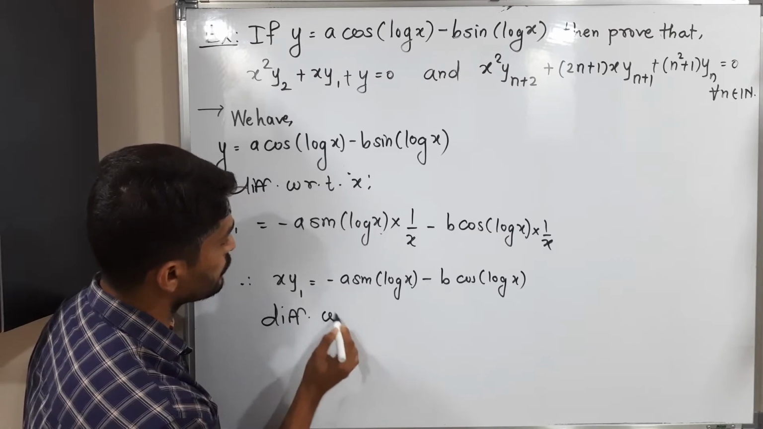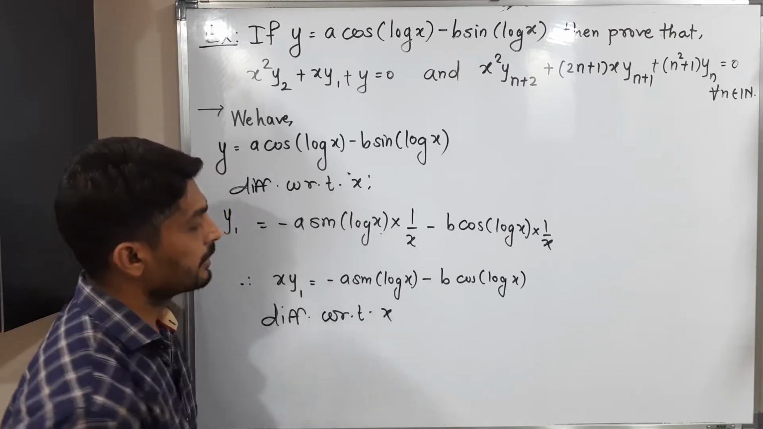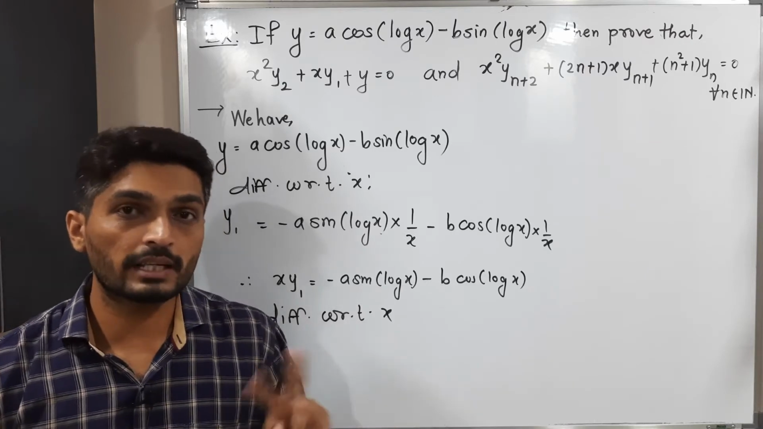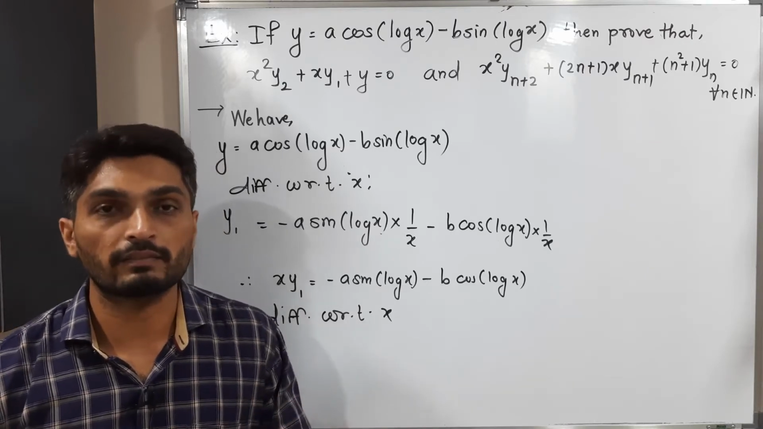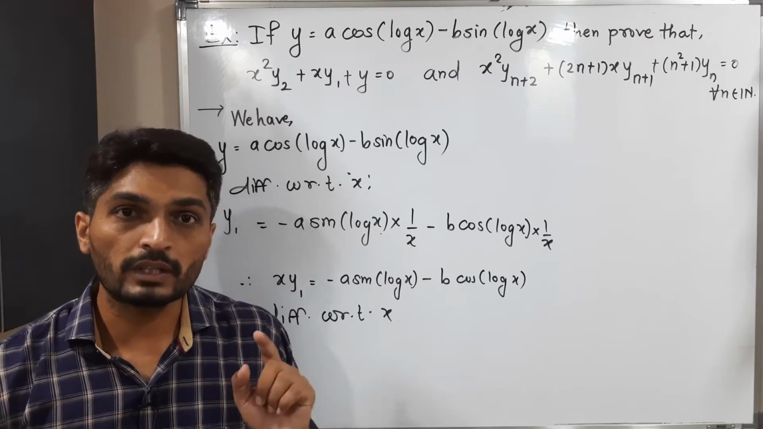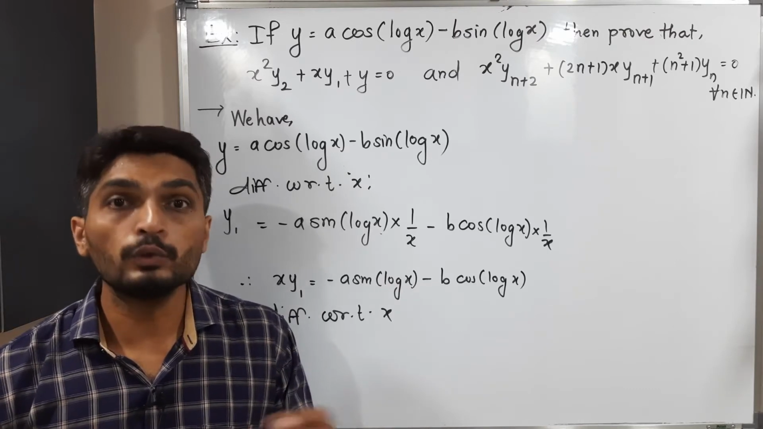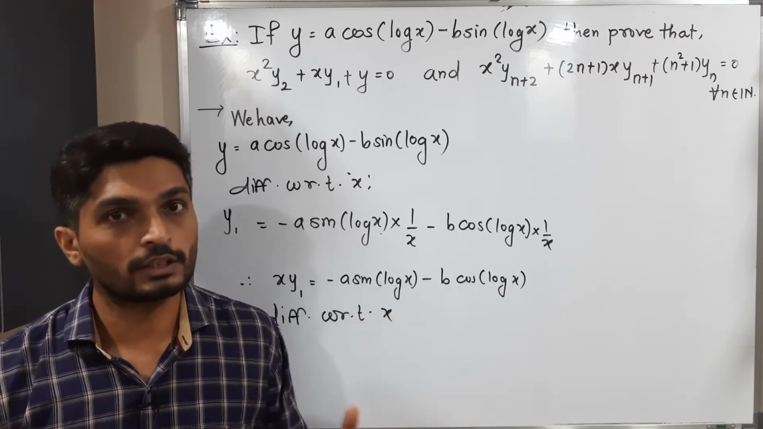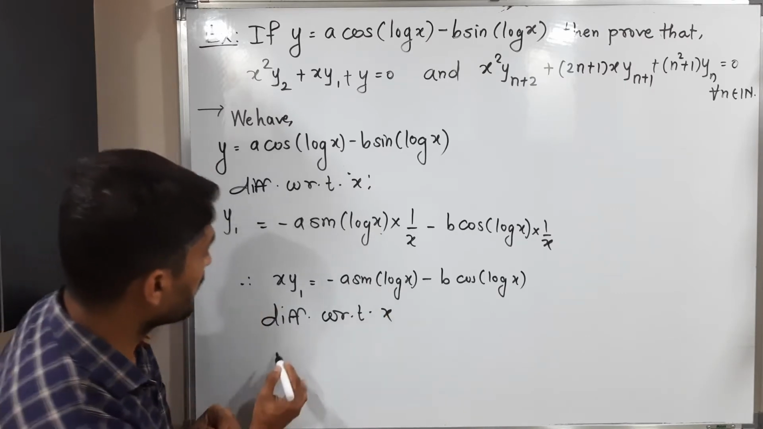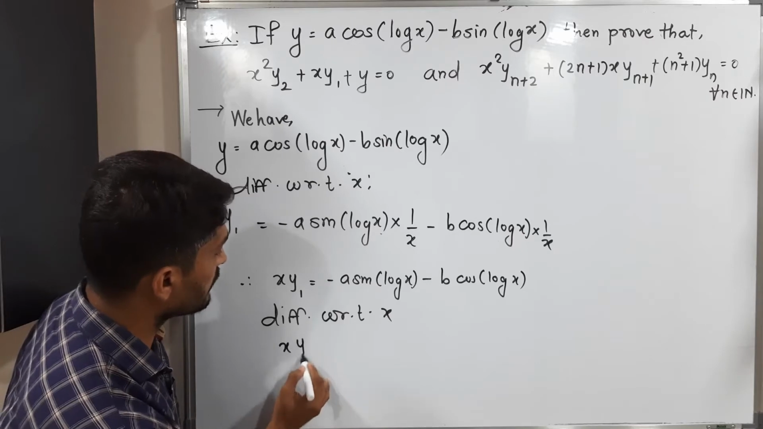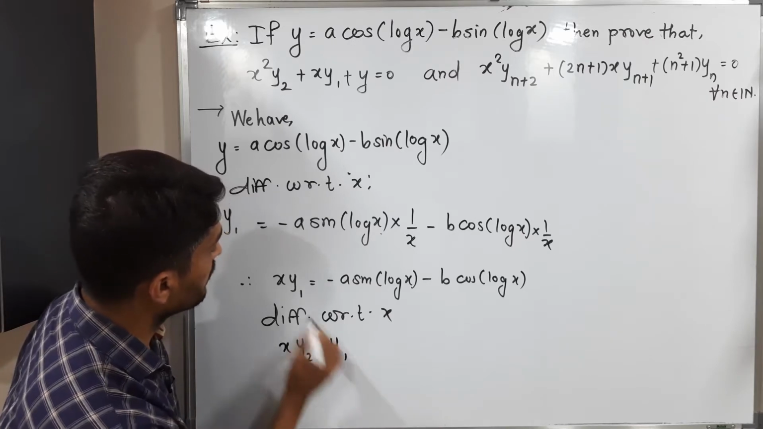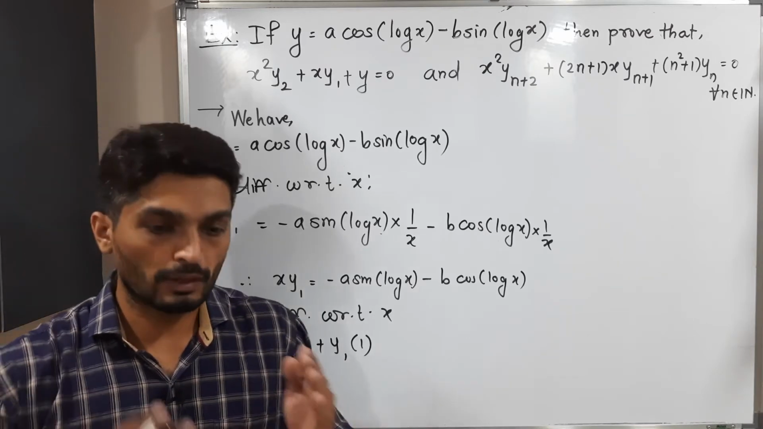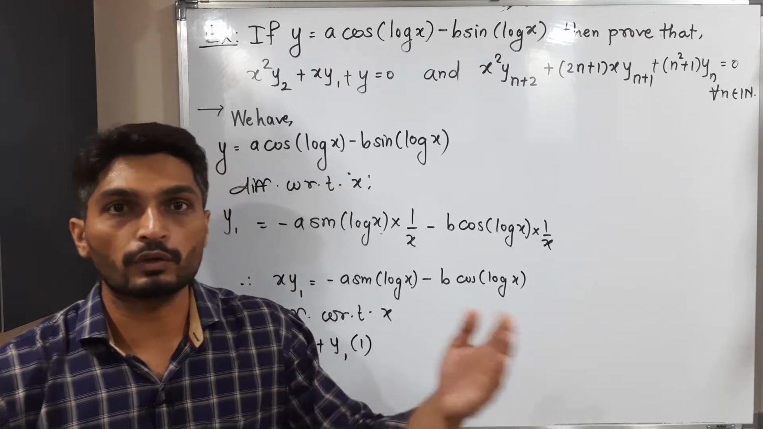Differentiating with respect to x. The problem is that in the left hand side we have x y1. That means there is a product of two functions, x and y1. So when we have a product and take the derivative, we have to apply the u into v formula: first into derivative of second plus second into derivative of first. So x into derivative of y1 is y2, plus y1 into derivative of x, which is 1.